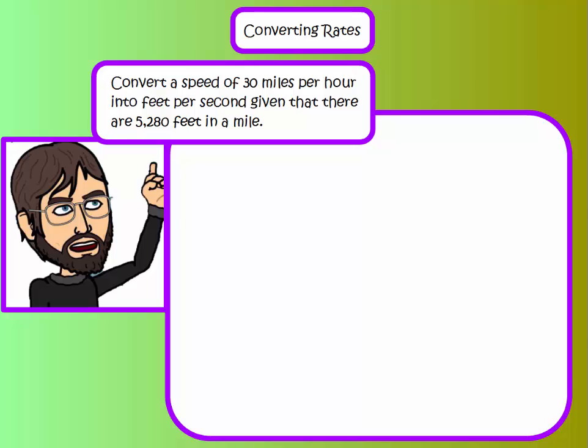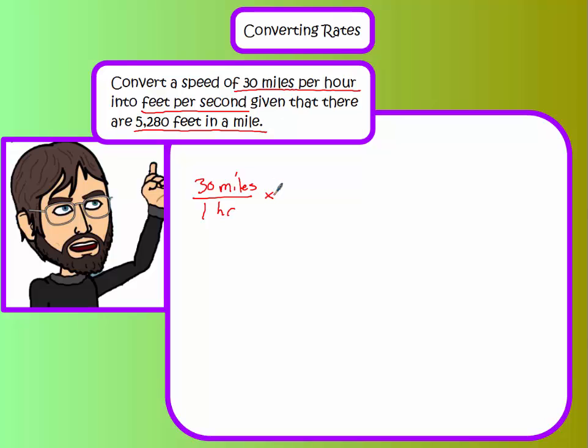Converting a speed of 30 miles per hour into feet per second. So I need to change both the distance and the time on this. Okay? And again, it says given that there are 5,280 feet in a mile. So what do we know? We know 30 miles in 1 hour. And that's what we're going to start with, because we're going to convert that to something else.